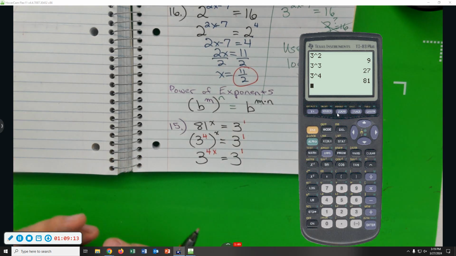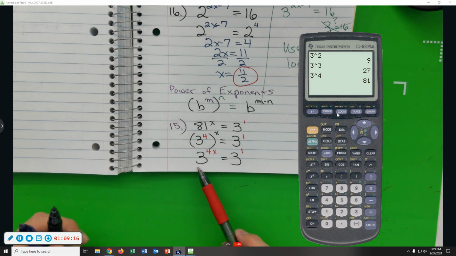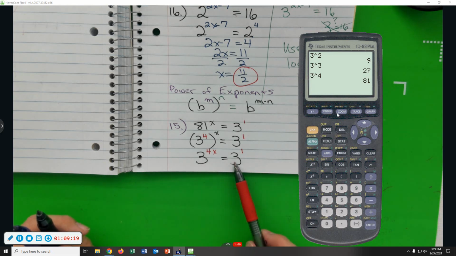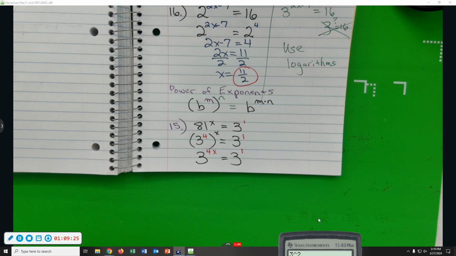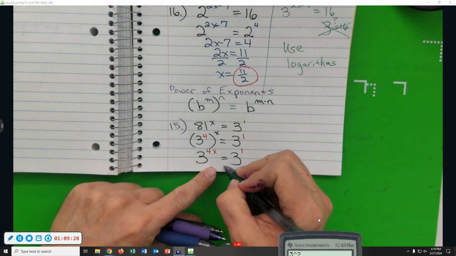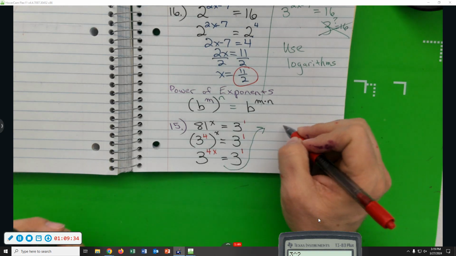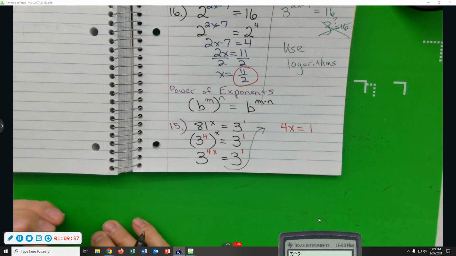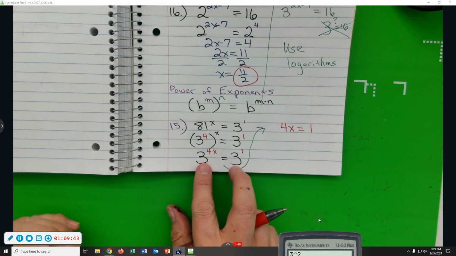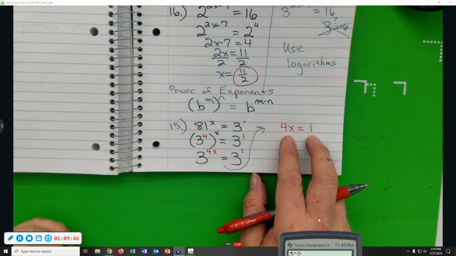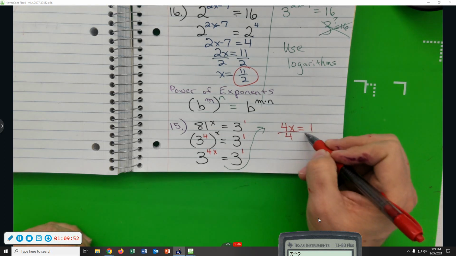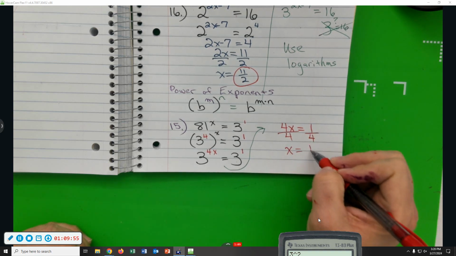1. We now have the same base on both sides. So using the same base method, we can drop the base, set the powers equal. We can drop the 3's, set 4x equal to 1. As I said, once you get the common base on both sides, the resulting equation isn't bad. There's only one step left. Divide by 4 to give you x equals 1/4.